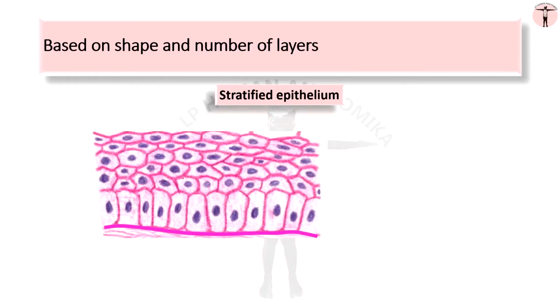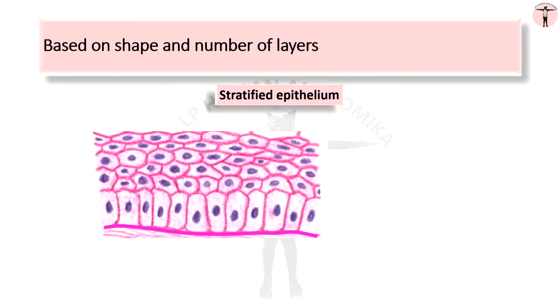The third classification, based on the shape and number of layers combined together, is the stratified epithelium. So this is the third type of classification based on the shape and number of layers together. We have seen the simple epithelium, then the second classification, pseudostratified epithelium, and this is the third type, stratified epithelium.